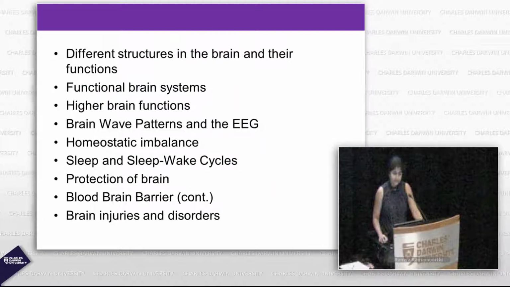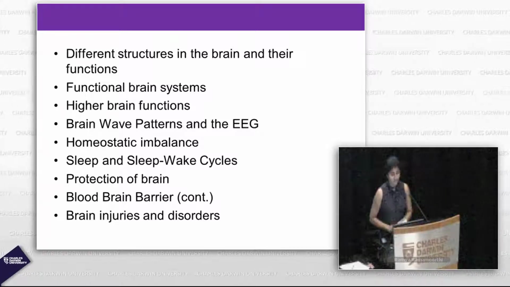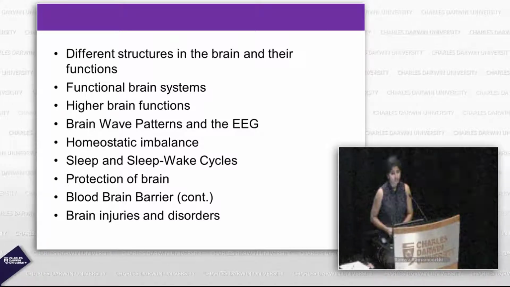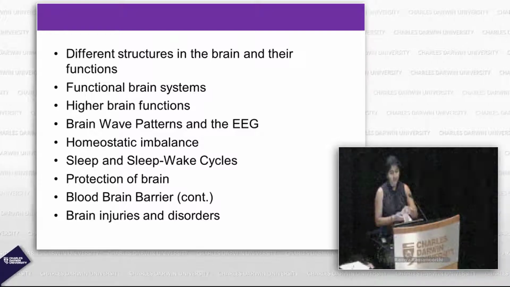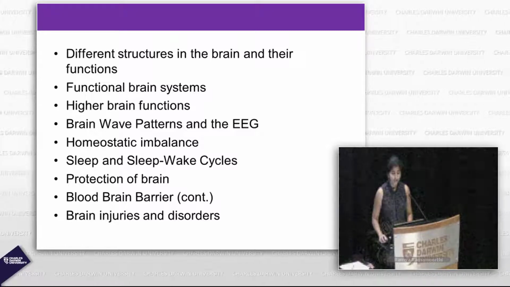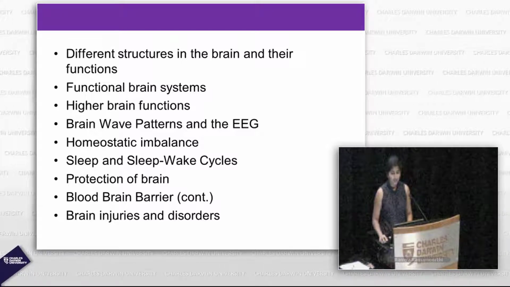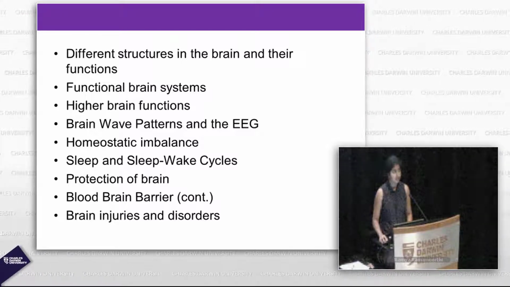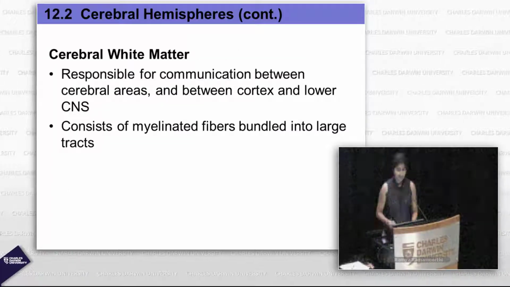Right, so I'm not going to go through all this, but we'll look at different structural aspects of the central nervous system. We'll then talk about higher brain functions, the different wave patterns present in your brain, and also talk a little bit about the sleep and wake cycle, and the clinical imbalances that we can see with the central nervous system. Okay.